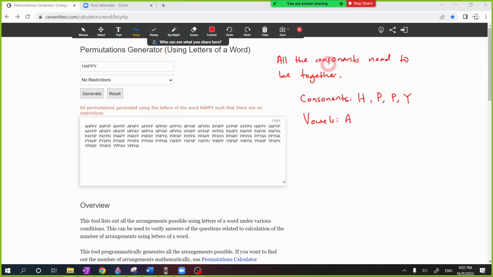Now, since the question requests that these 4 consonants need to be together, we can consider these 4 letters as one unit.